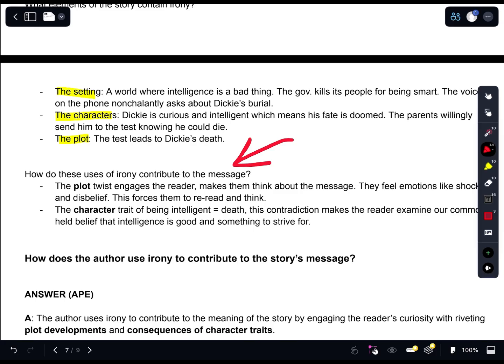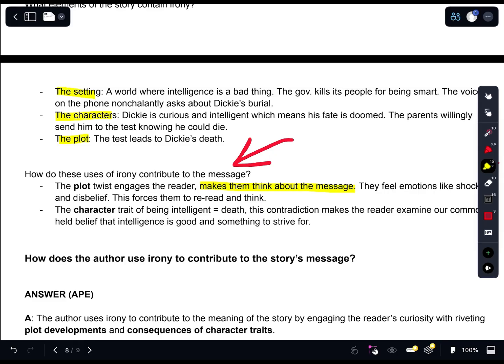So I chose two things here. I chose the plot and the character. The plot twist engages the reader. It makes them think about the message. So it really engages you. I had a student who was reading it, and at the very end, we learned that just by this phone call to the parents that Dickie has been killed because his intelligence is too high. And I had a student who read that and went, wait, well, I have to go back and read it again. It kind of makes you do a double take.